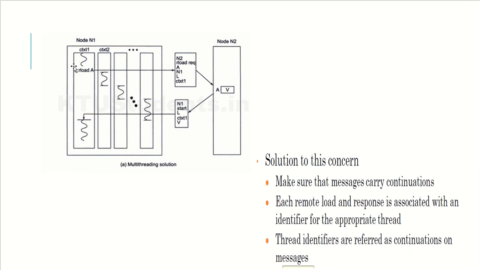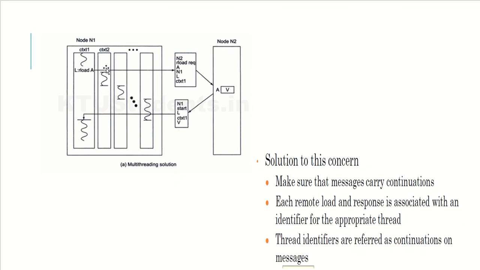Okay, so you have a node n1. So first context, second context, third context, it is there. Now what happens? Here you had to get something from N2. So N2 is being requested for sending the data which is available at A. What happens? It will receive the request and it will respond at a time which is convenient to itself.